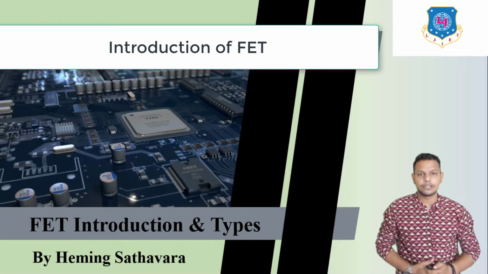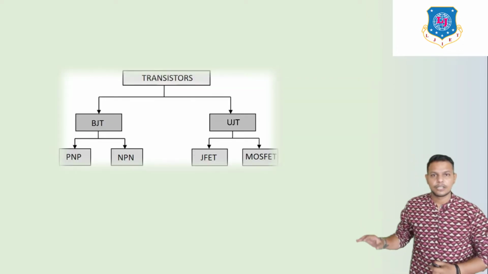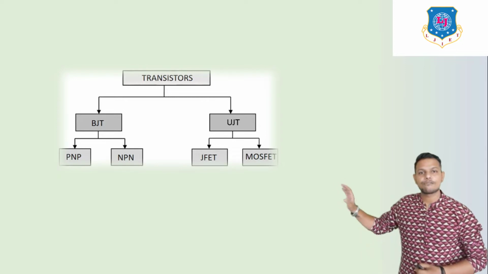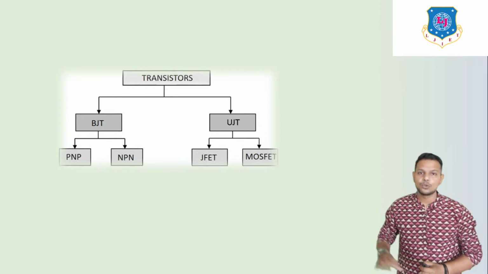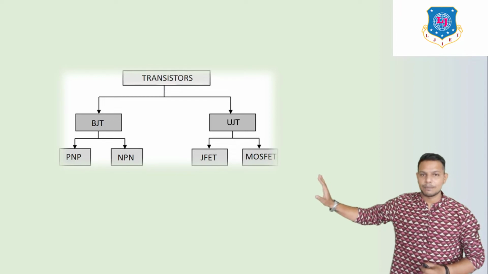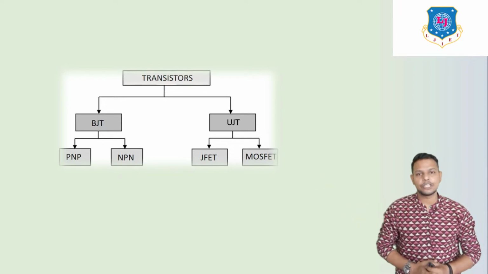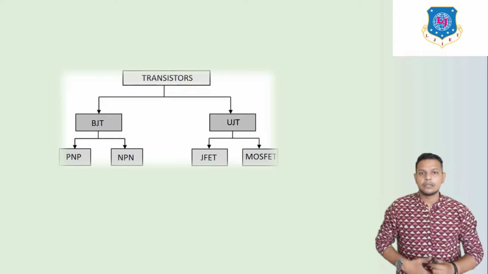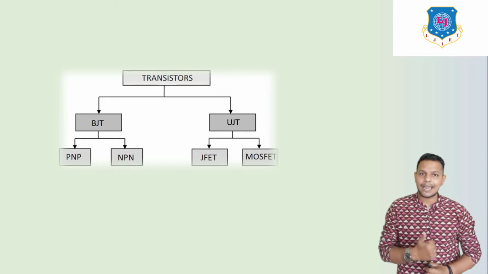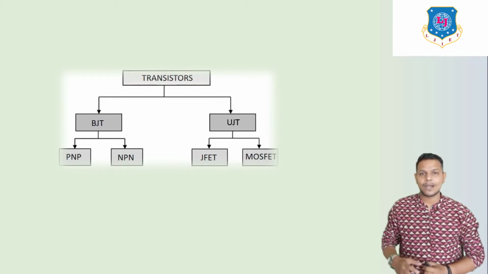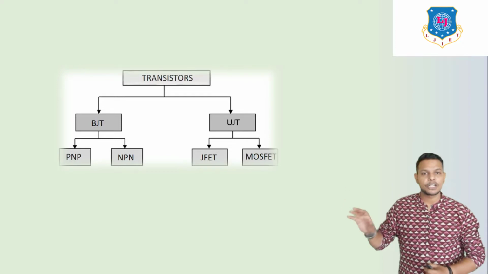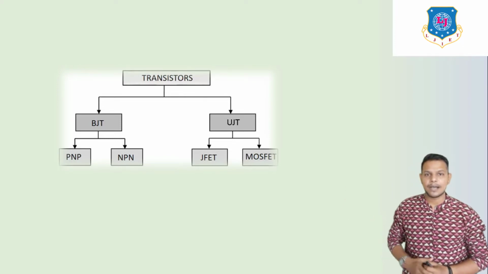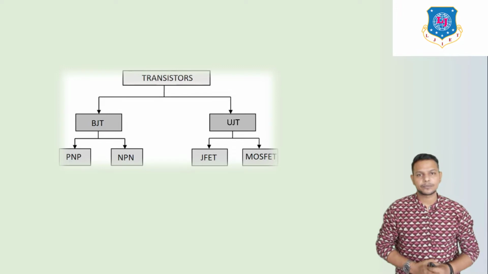So let us start with its basic classification. Here we can see the classification of transistors. It is classified into two types. Number one is BJT, and number two is UJT. BJT stands for bipolar junction transistor. As we discussed in chapter number 2, the conduction takes place due to both holes and electrons. That's why it is known as a bipolar junction transistor, and its types are NPN and PNP.